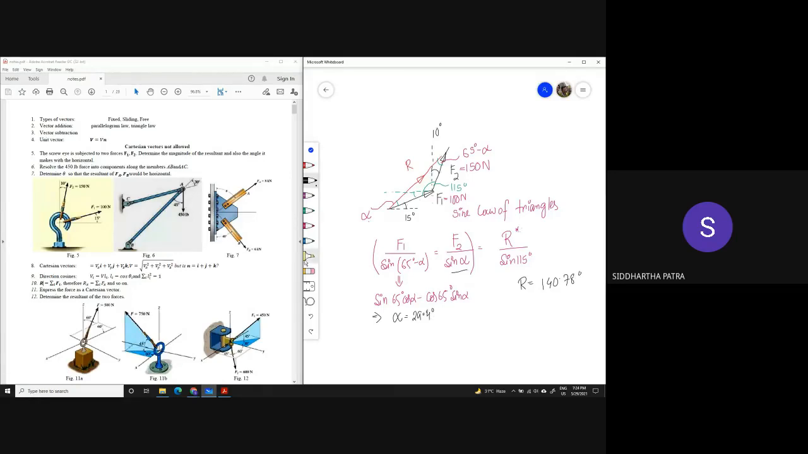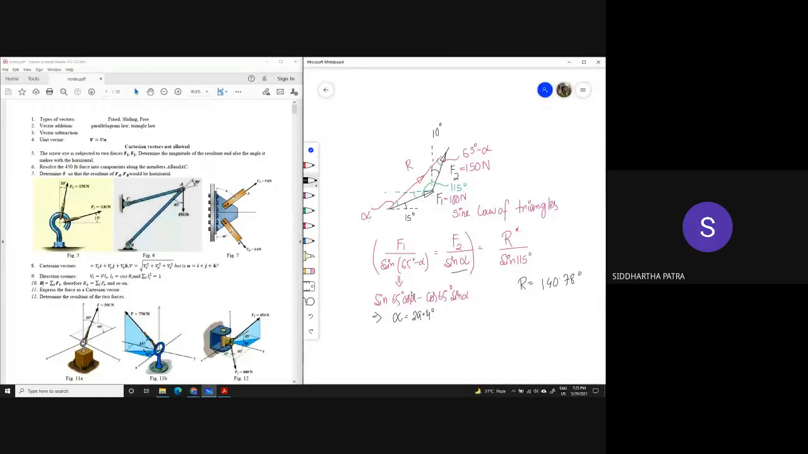So the question was, if you look at the screen, determine the magnitude of the resultant and also the angle that it makes with the horizontal. So what you can do is add this 15 degree with alpha, and that would right away give you the value of the angle with the horizontal. So essentially, you can determine the resultant. All we need is magnitude and direction, right? That's the basic criteria of representing a vector. Both can be obtained simply by using the most basic law of vector addition.